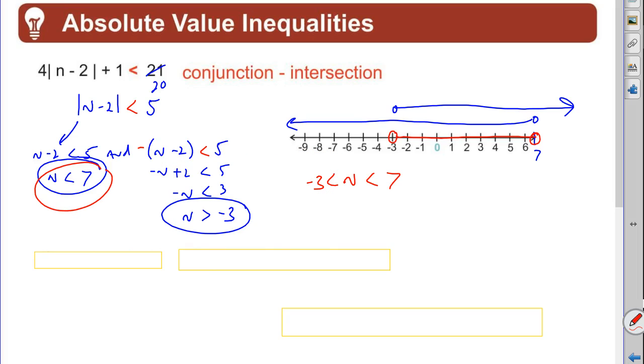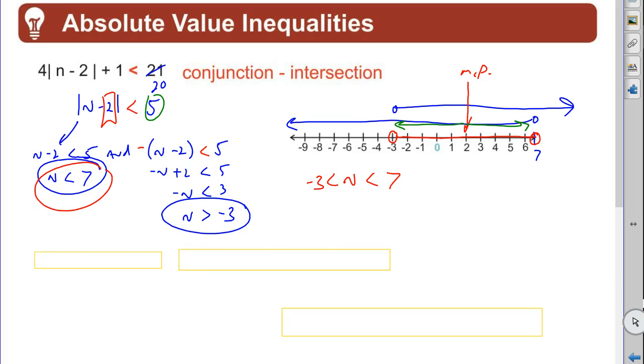Now, by the way, you could have also remembered that 2 is the midpoint. And you could have remembered to go 5 to the right, and oh, wow, that gets me to 7. And 5 to the left, and oh, wow, that gets me to -3. Again, understanding that it's the intersection, you could have written the inequality. If you can't do it that way, just graph it and away you go. Okay, so that's a conjunction.